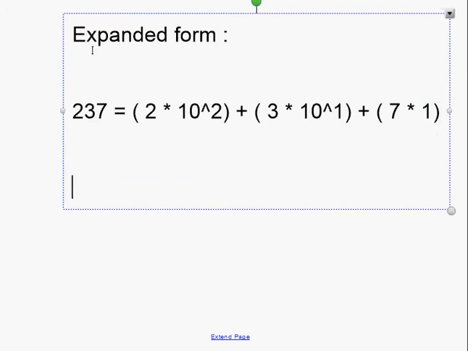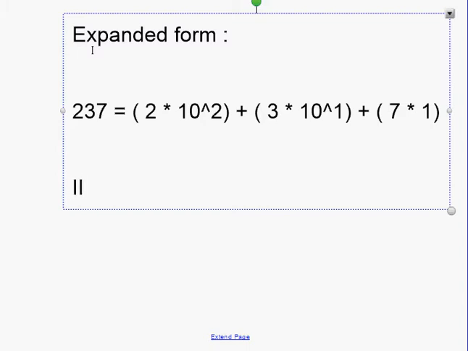The Hindu-Arabic system is called a positional system or place value system. Positional values in the system are based on powers of 10. So like 10 to the 4th, 10 to the 3rd, 10 to the 2nd.